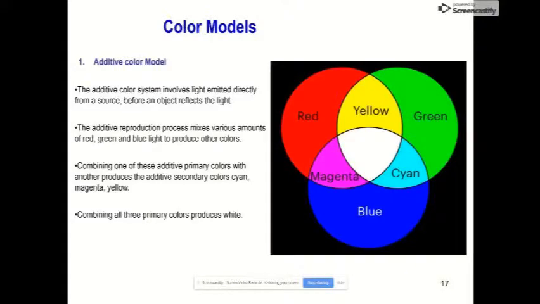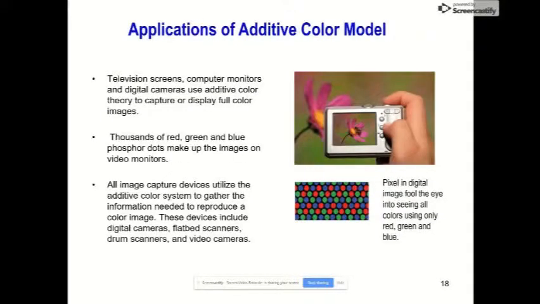So this concept is used in multiple display systems like LED TVs, laptop screens, and digital cameras. When you observe the screen closely, you can see pixels in red, green, and blue. By using this additive color model, when we combine any two colors, it is going to produce another color.